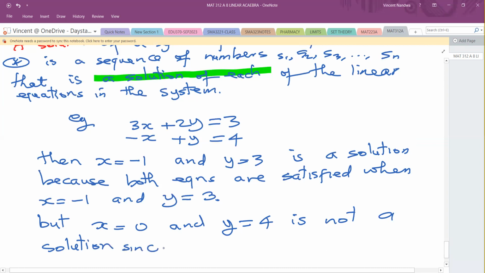Since this set does not satisfy both equations.